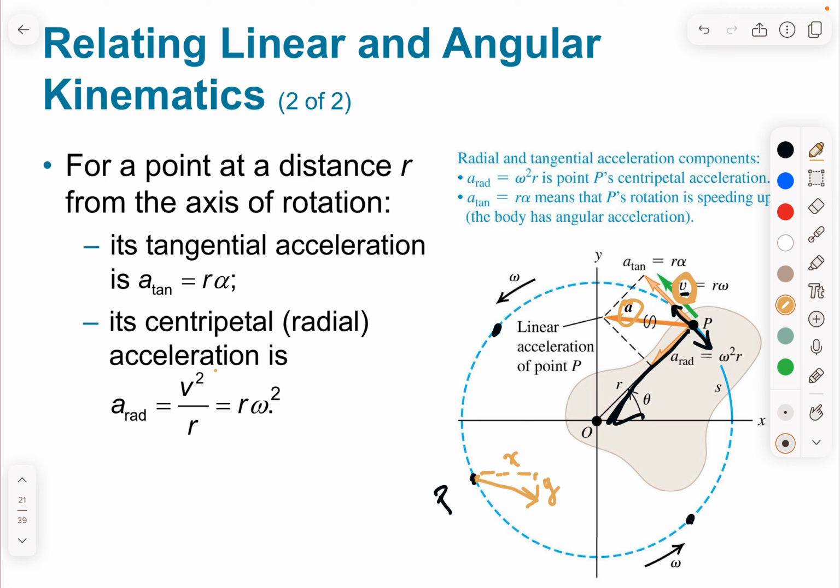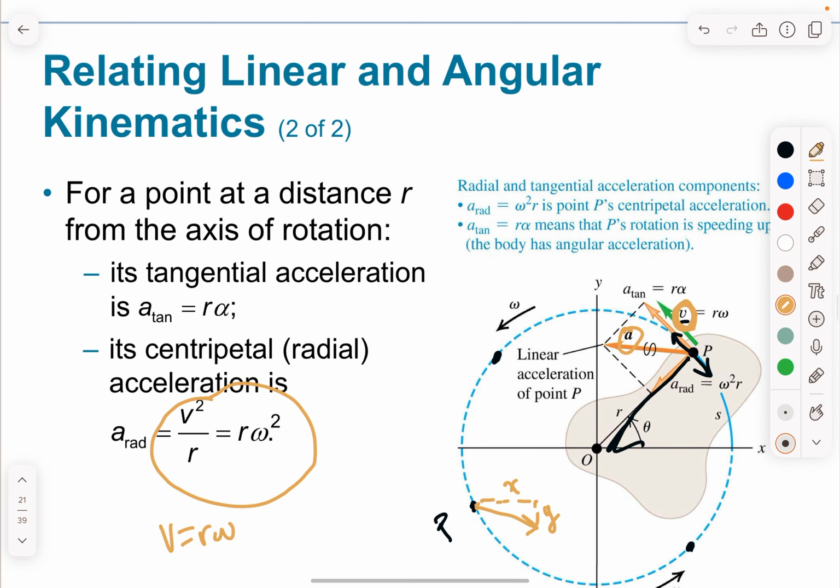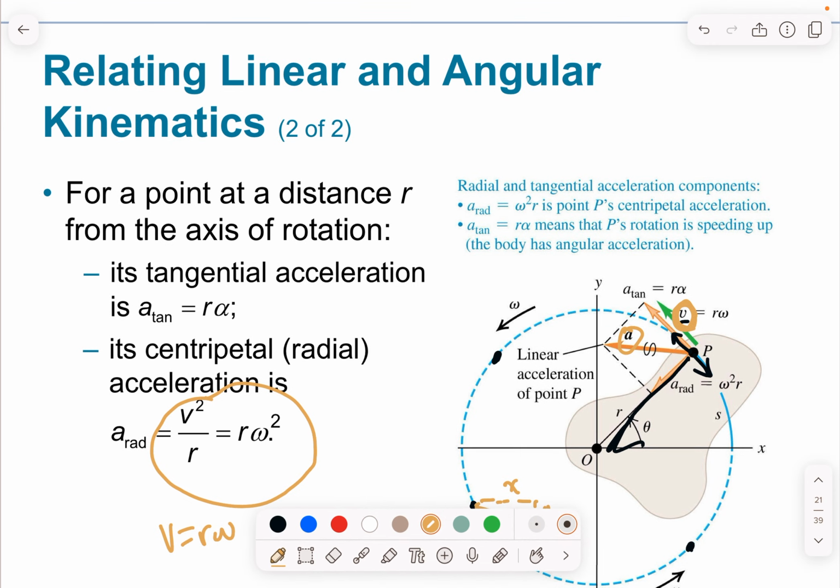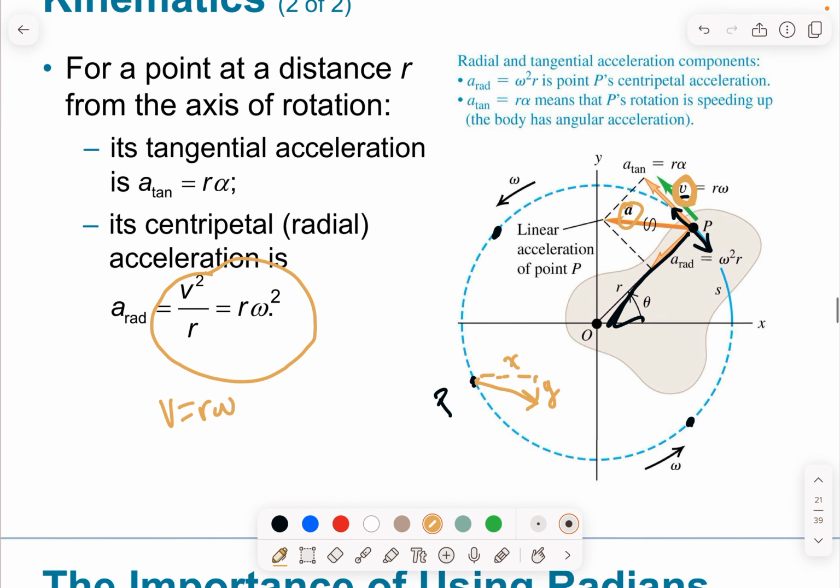And these are equivalent. You just make the substitution v equals r omega to get the other form. Now let's take a look at when you have a tangential component and when you have a radial. Well, you always have a radial component. So this is what I'll tell you right now.